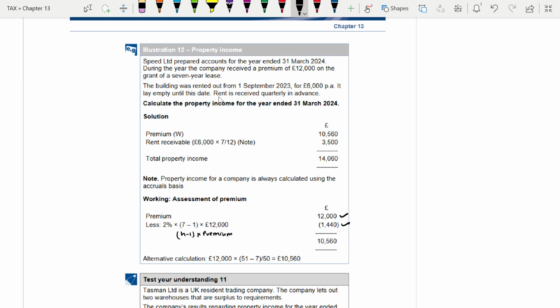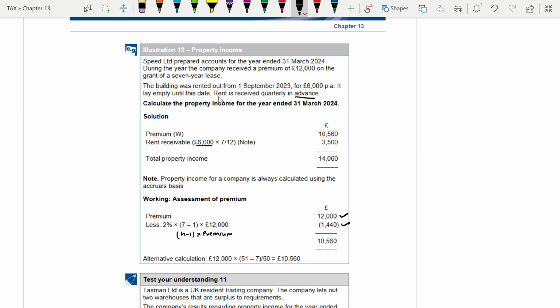7. 7 minus 1. The building was rented for 6,000 per annum. It lay empty until this date. Rent is received quarterly in advance. The 6,000 is per annum. It lay empty until this date. What is the date? 1st September. The building was rented out from 1st September.